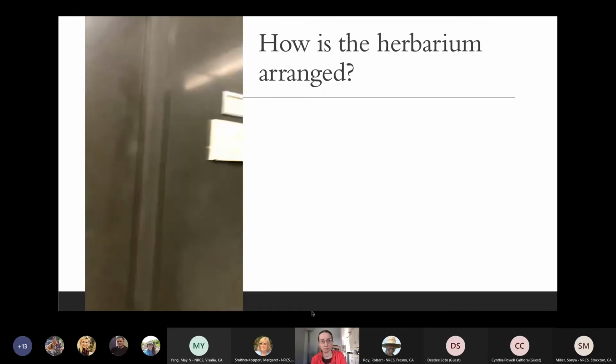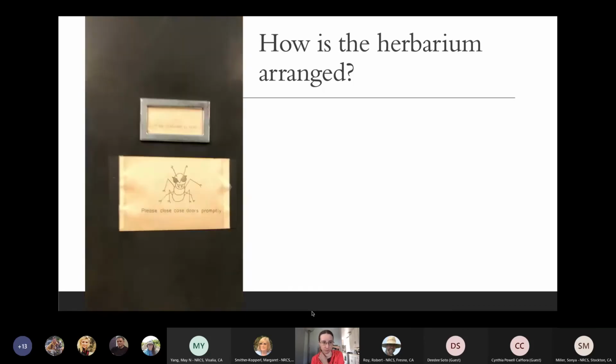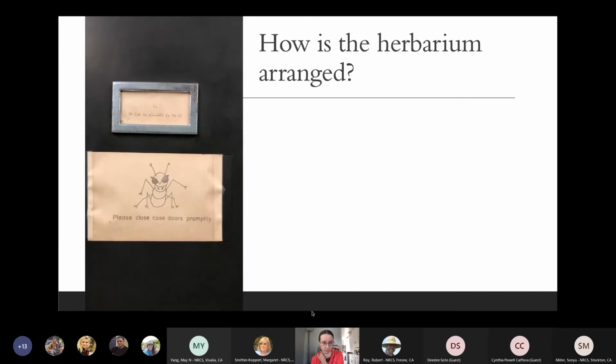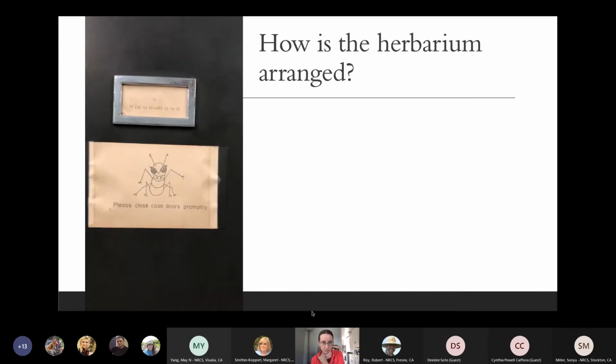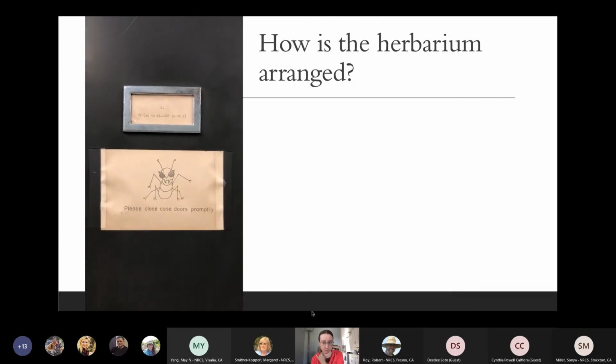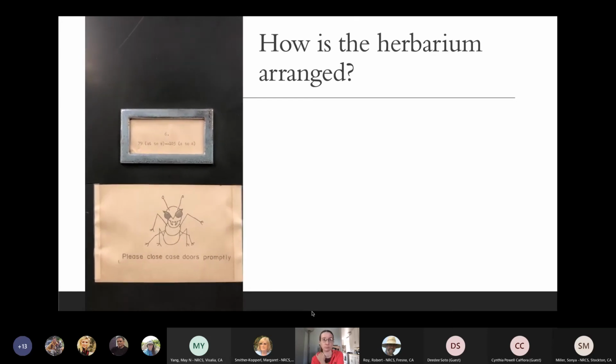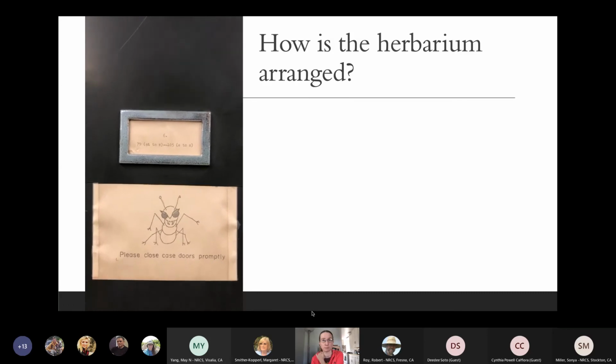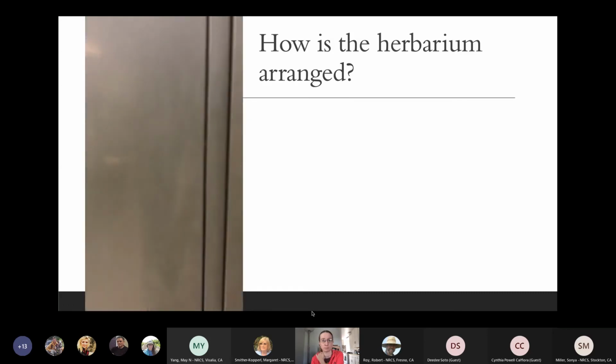You can see one of these cases up close. This says, please close case doors promptly. There's a picture of an insect because if you leave the case doors open, cigarette beetles will get in and start eating the plants. This cabinet has families 79 to 105 in it. Let's see what those families are.